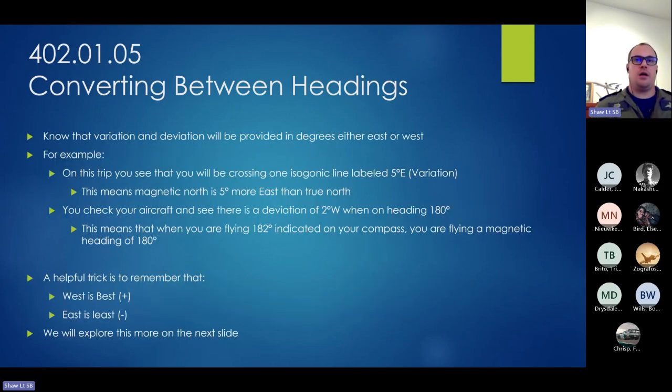So we see our isogonic line that says 5 degrees east. We know east is least, west is best. In order to get from true to magnetic, we have to subtract 5 degrees. And that's the same thing for deviation as well. The compass card tells us that we need a deviation of 2 degrees west. So that means we have to add 2 degrees.